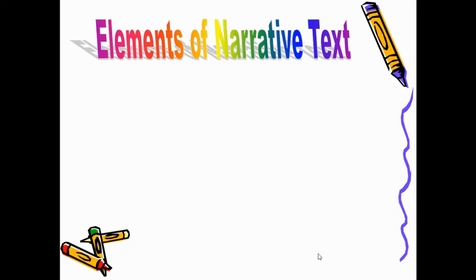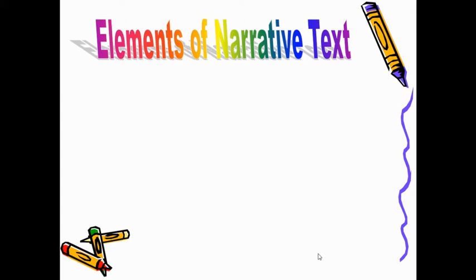So what are the elements of narrative text? There are 7 main ones that we are going to be focusing on. Within those 7, there are a number of other sub-elements that we will be focusing on later on in the unit, but for the next couple of lessons, these are the 7 elements that we are going to be focusing on.